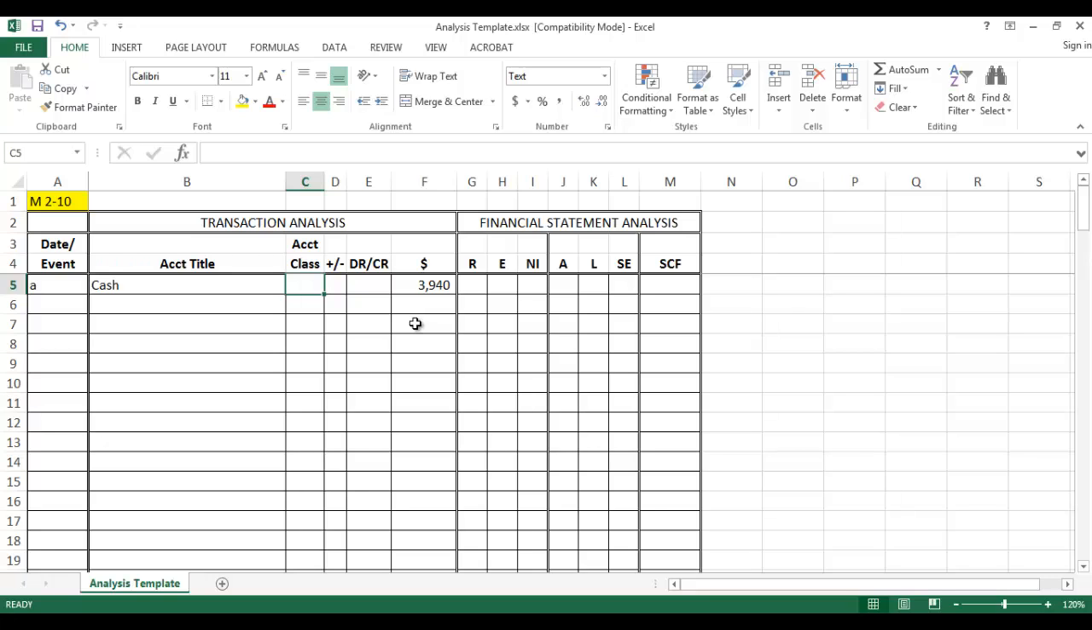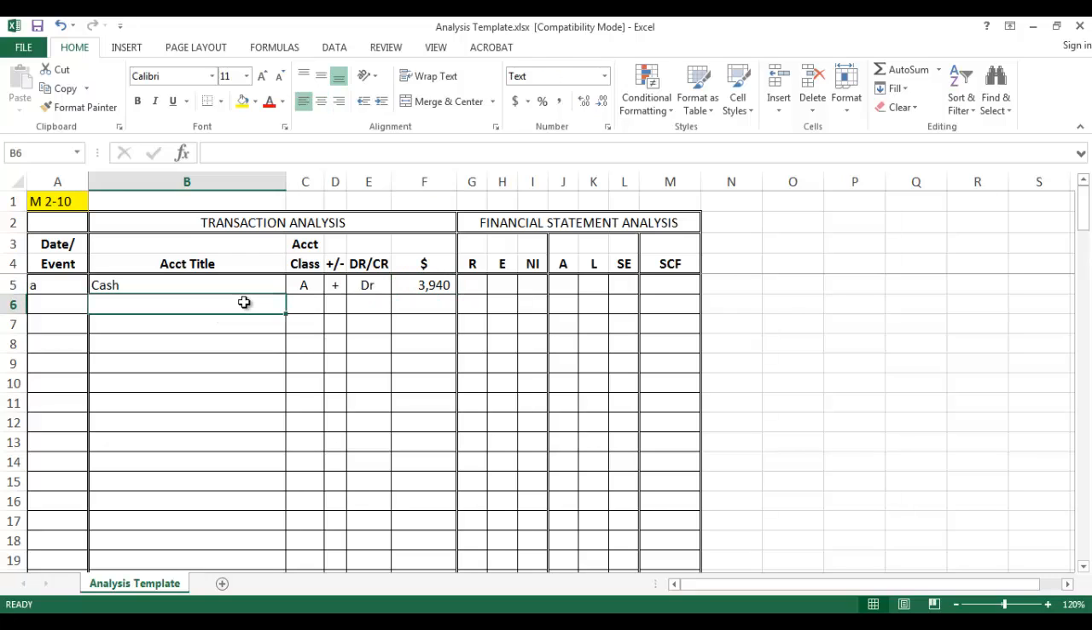So account class just means the account classification. What type of account is it? And we'll abbreviate these. Cash is an asset, so we'll just mark that with an A. We'll mark an increase or decrease in this column. So again, here we're receiving cash, so I'll just mark that a plus. And cash is increased by a debit, so I'll mark a debit there.